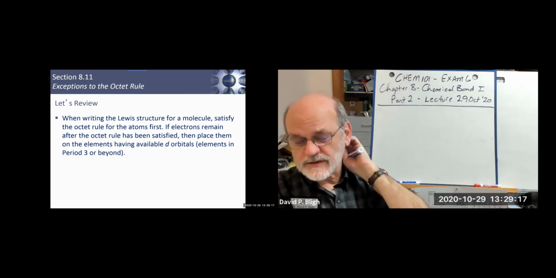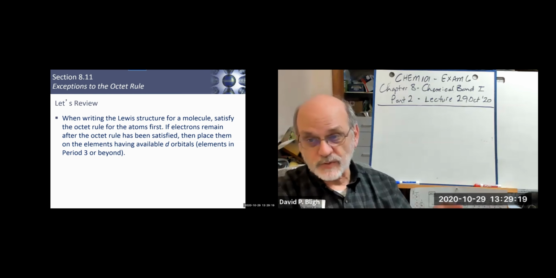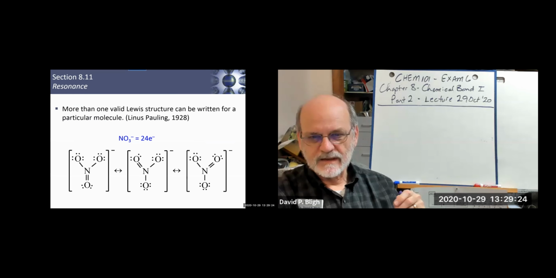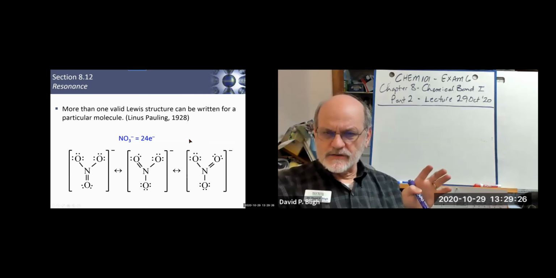That's just reiterating what I said. If you've got extra electrons, you have to put them someplace. You can't just leave them out. Now, what do we do with ions?